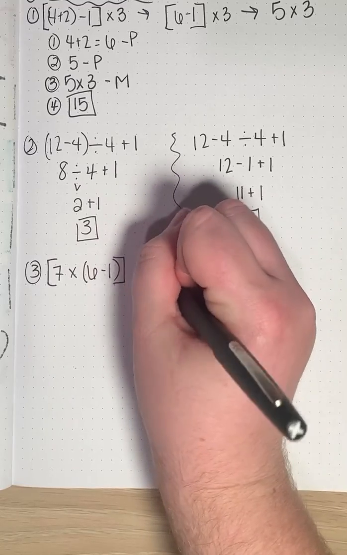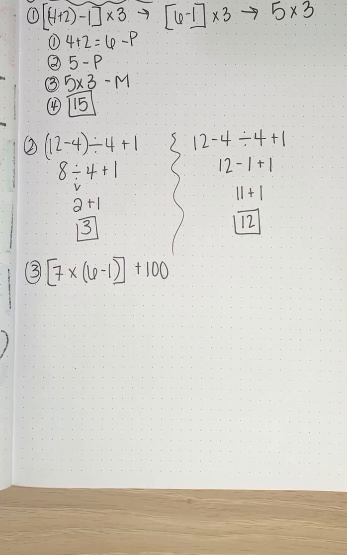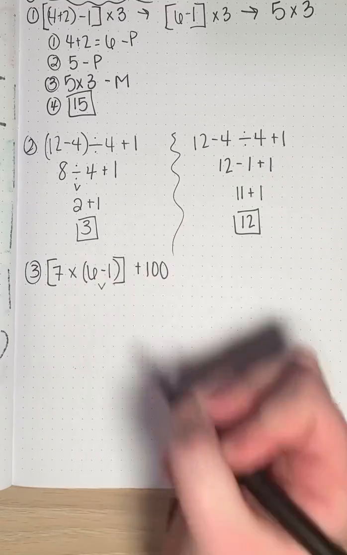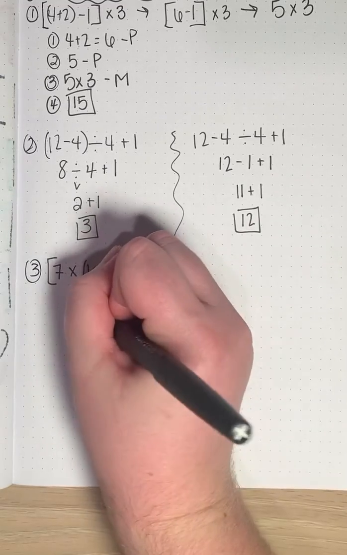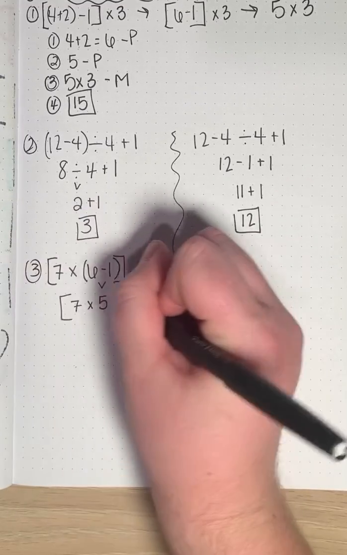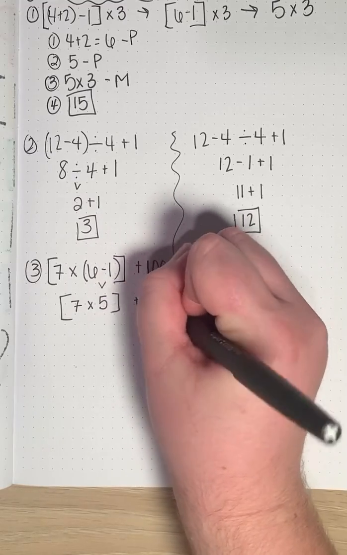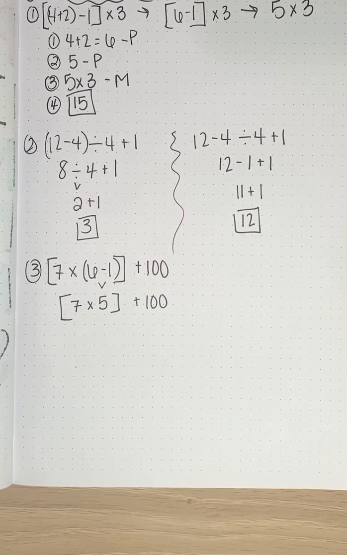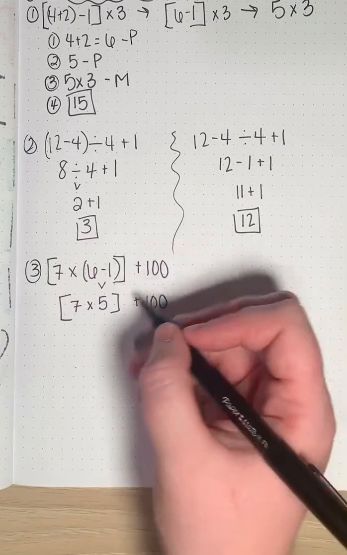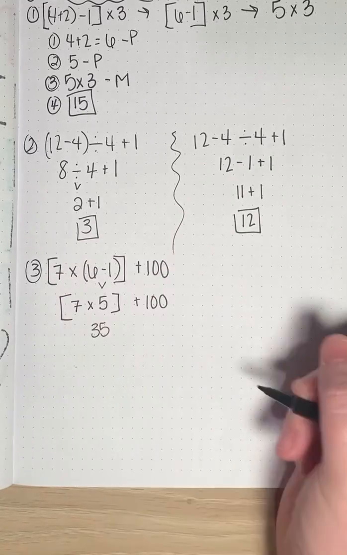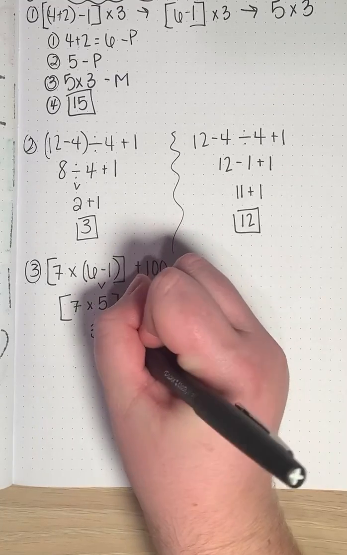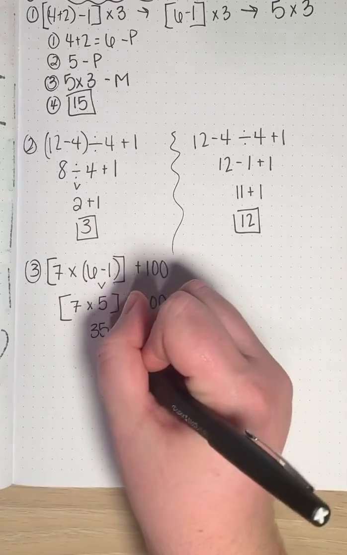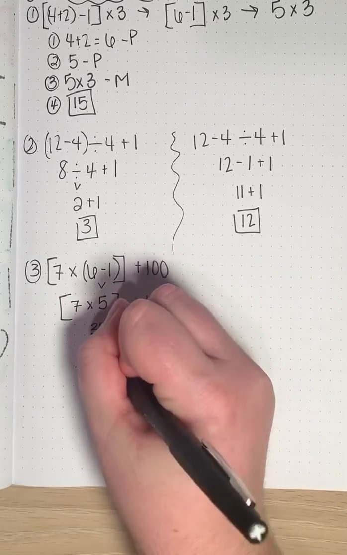All right. First thing, always, I do what is inside the parentheses. So I have 6 minus 1, which gives me 5. I can drop my parentheses, and I'm going to bring everything else down exactly how it is. All right, so now I have 7 times 5, which gives me 35. That's inside the brackets and it's multiplication, so I get that all out of the way, plus 100. So my final answer is 135.